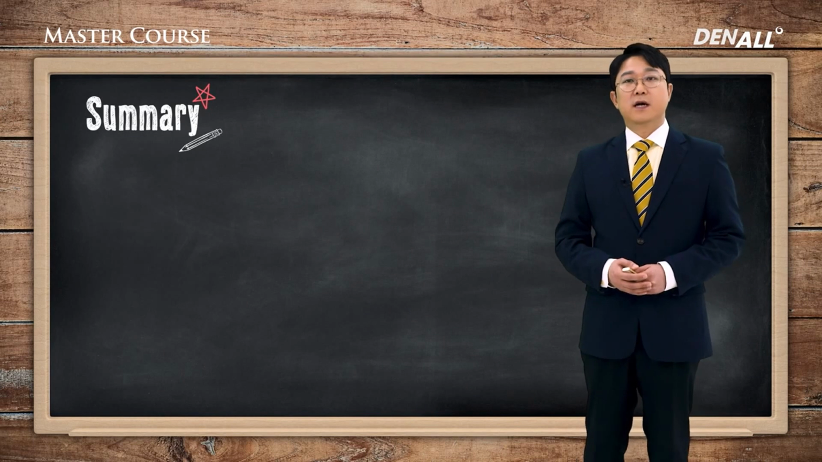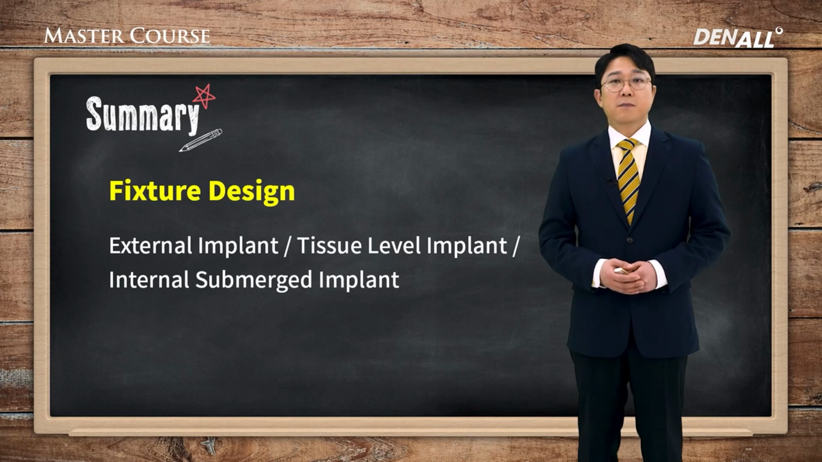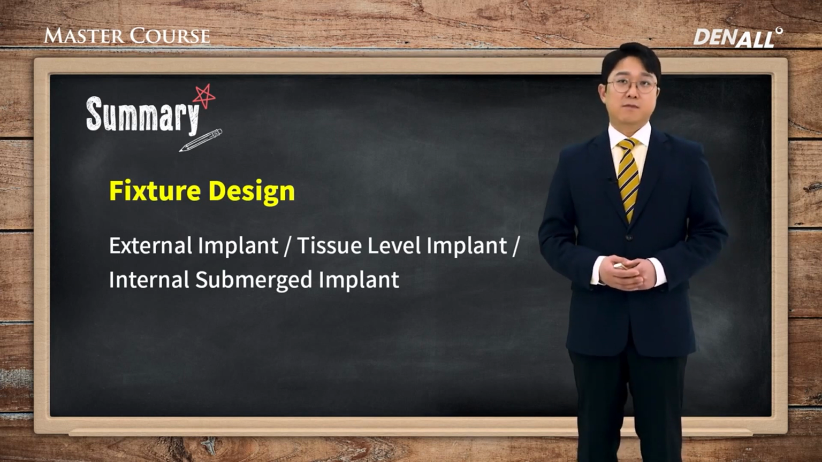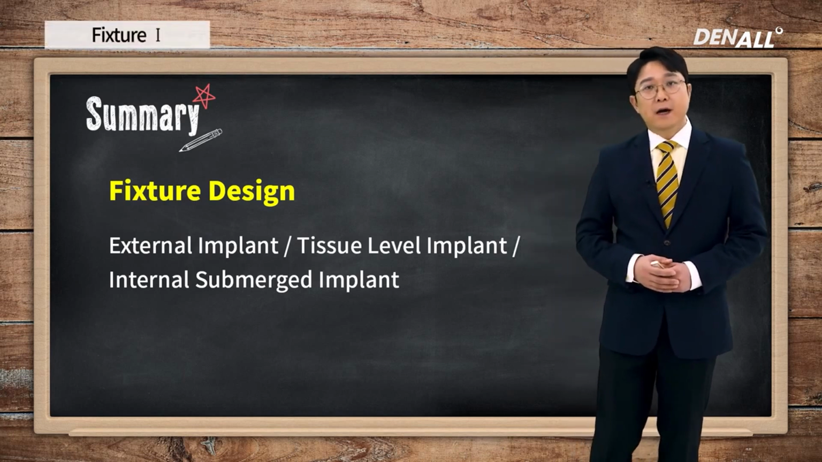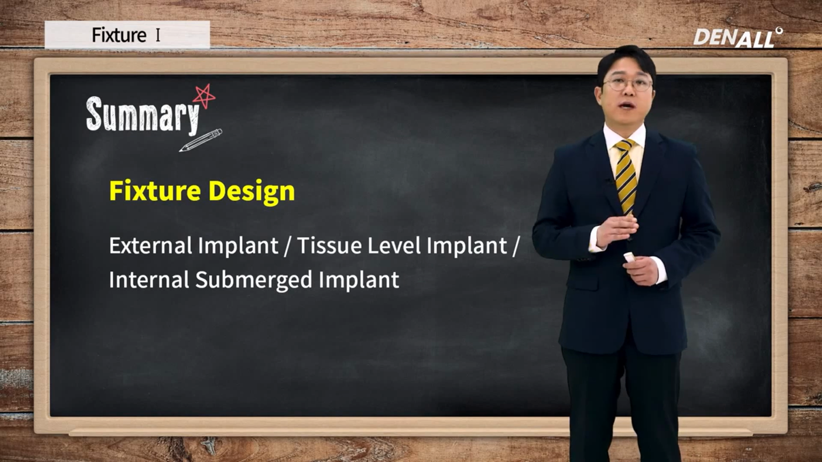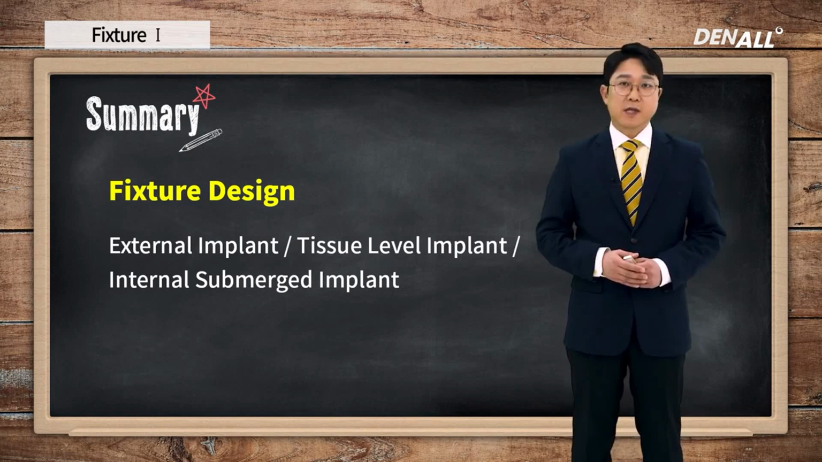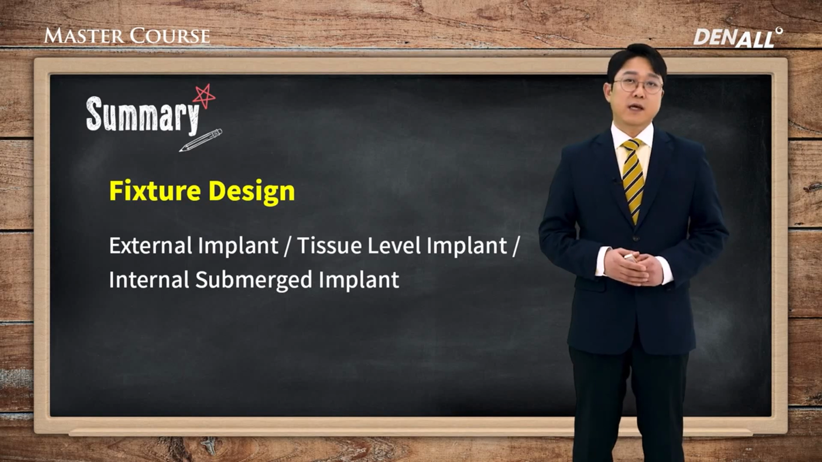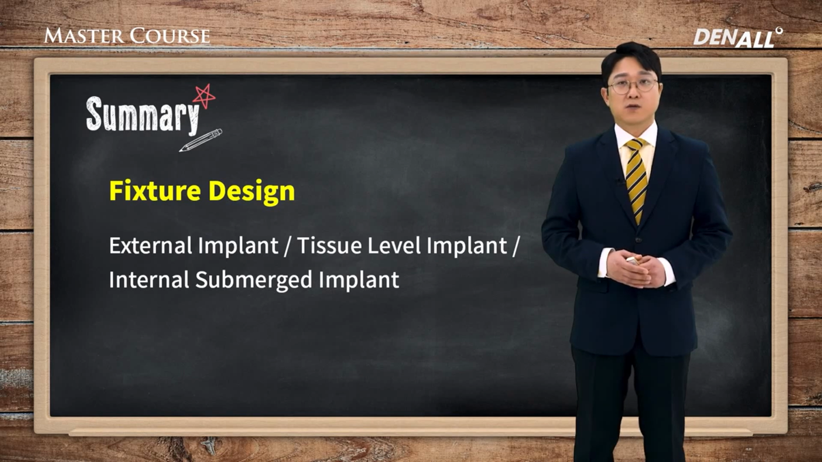So let's summarize what we have discussed: fixture design and materials. Fixture design has external, tissue level and internal submerged implants. 3 designs. Which one is good or bad is irrelevant. Each of them has advantages and disadvantages. Therefore, we need to understand advantages and disadvantages properly. With any implant, you can get a very good outcome if you use it appropriately.